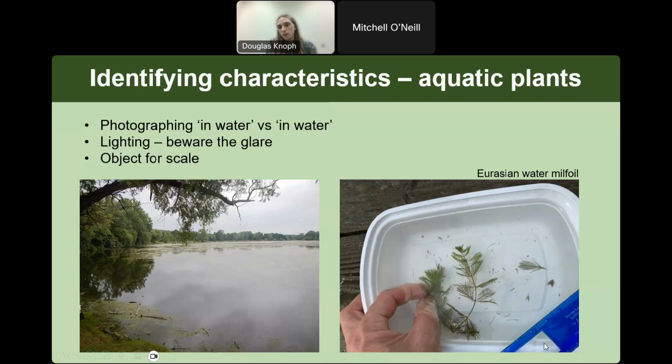So even in this one here, you can see there's a little bit of glare over on the left side that makes it a little bit cloudy, but it's a lot better than the photo on the left side there.